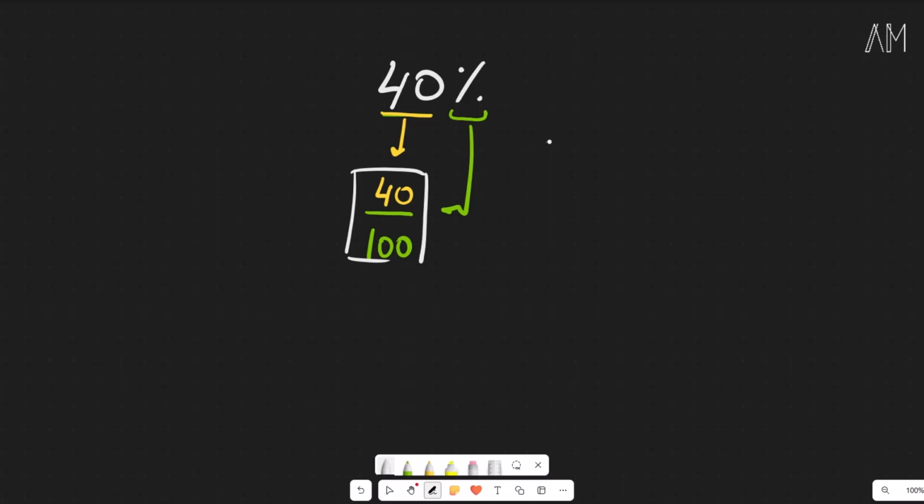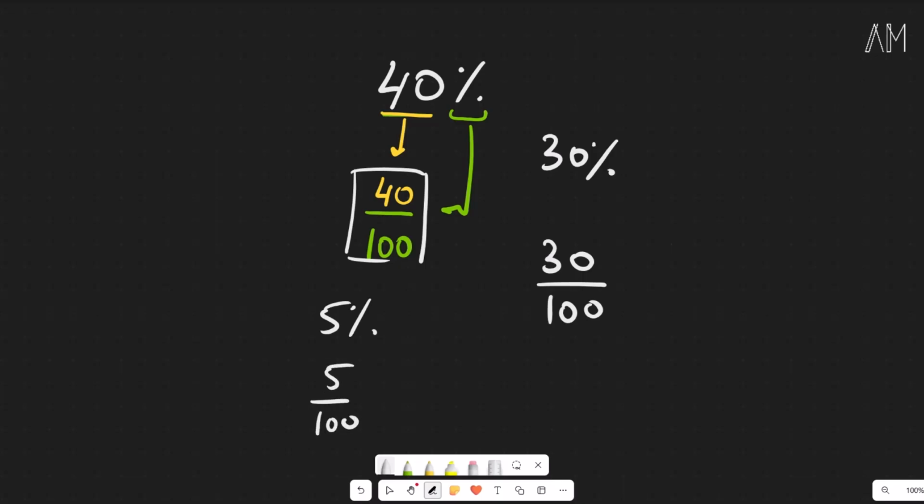So when I say 30%, it means I have 30 out of 100. When I say 5%, it also means 5 over 100. Even if I say X%, it means X over 100. And that's the whole idea. From this concept, we are going to learn how to convert a percentage into a fraction. Let's get started with the first example.